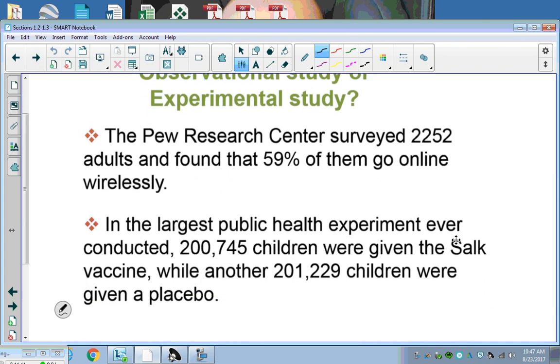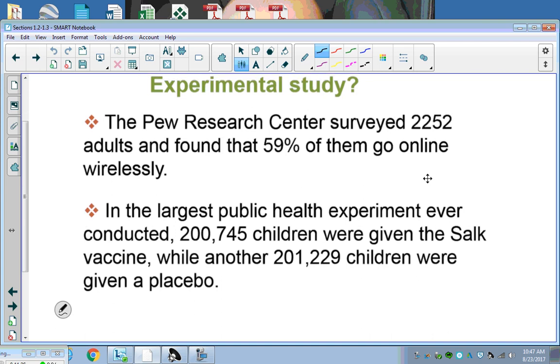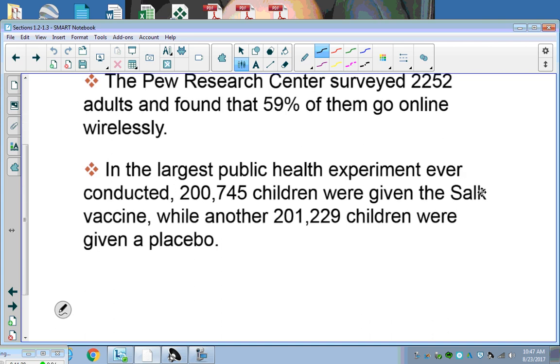So the Pew Research Center surveyed 2,252 adults and found that 59% of them go online wirelessly. Observational or experimental? Observational, excellent. In the largest public health experiment ever conducted, 200,745 children were given the Salk vaccine, while another 201,229 children were given a placebo. Experimental. We did something. Okay?